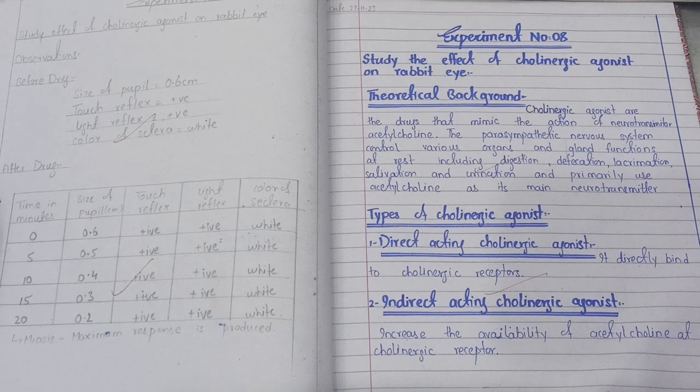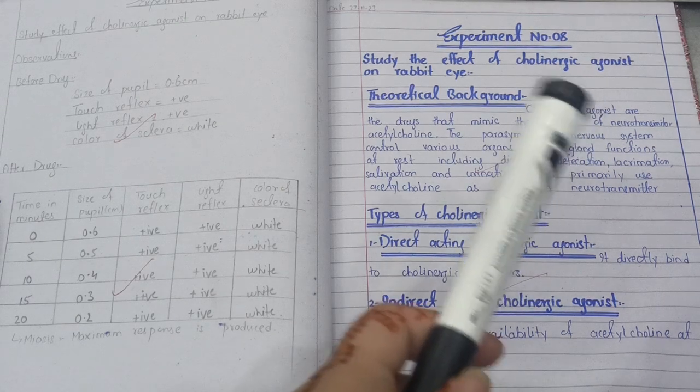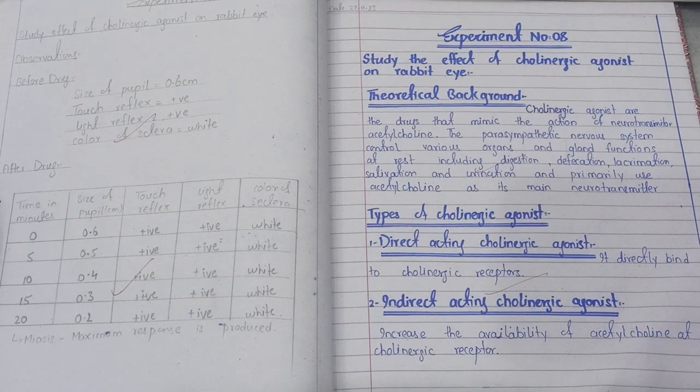So as you know, our today's experiment number 8 is to study the effects of cholinergic agonist on the rabbit eye. In this experiment we are going to perform a procedure on the rabbit eye. We will take the rabbit and we will insert any kind of cholinergic agonist into the rabbit eye, and then we will study what happens to the rabbit eye. So this is the short background behind this experiment. What is the theoretical background?